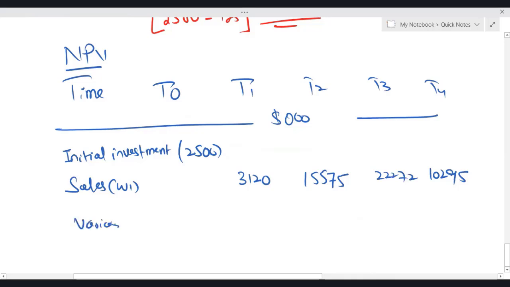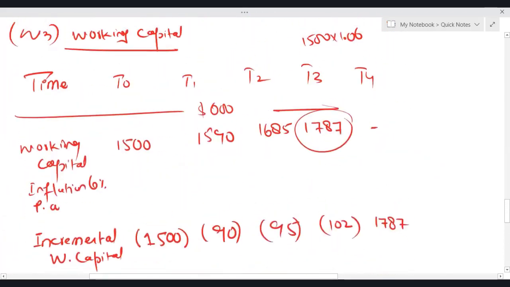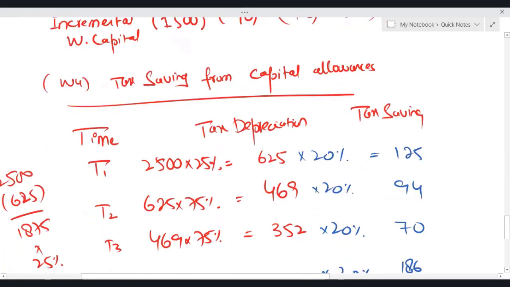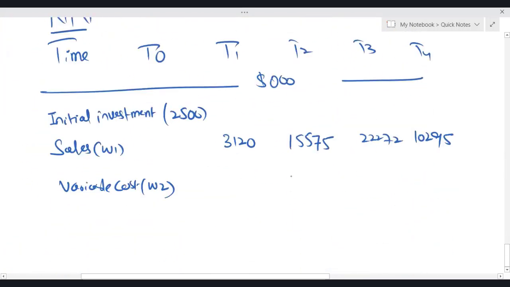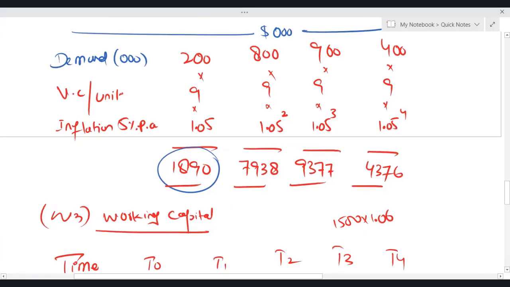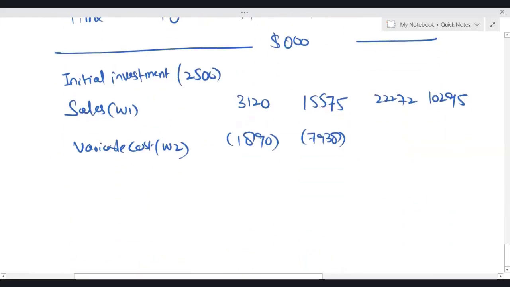Variable cost is working two. Let's go for variable cost. It's here: 1890, 7938, 9377, 4376.